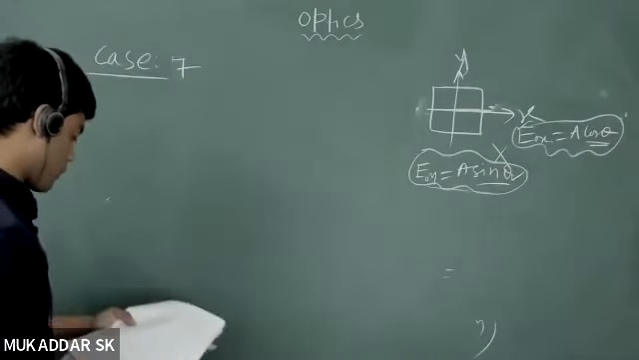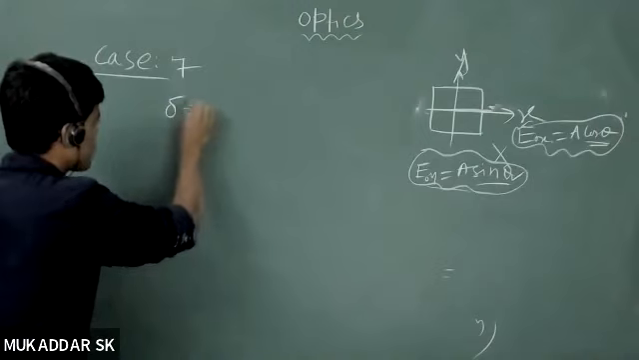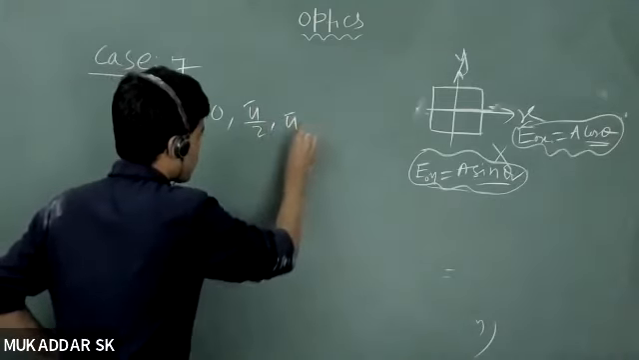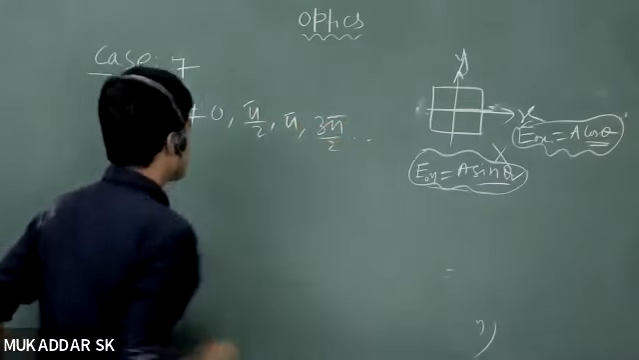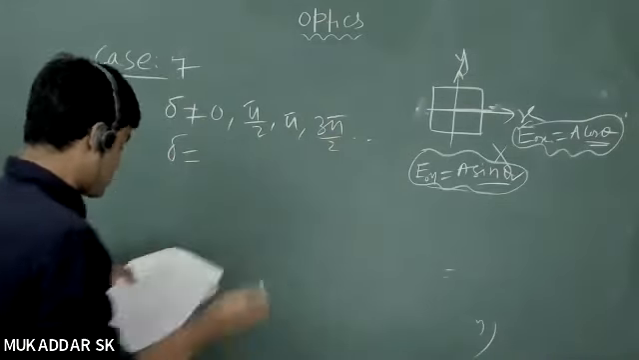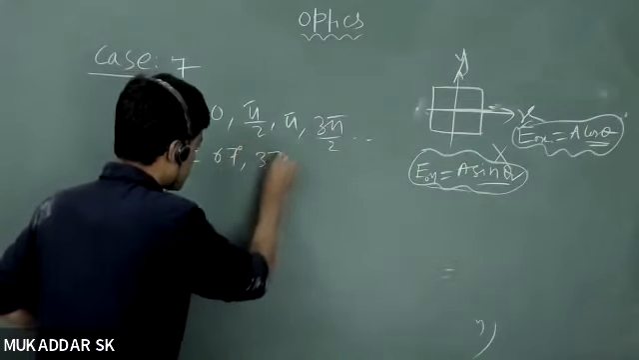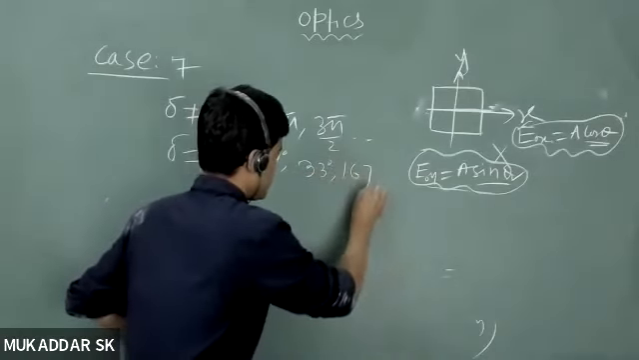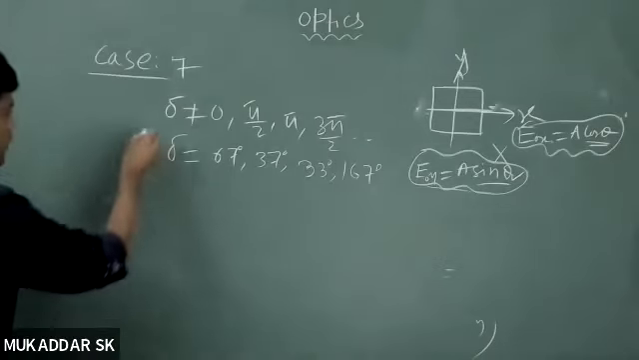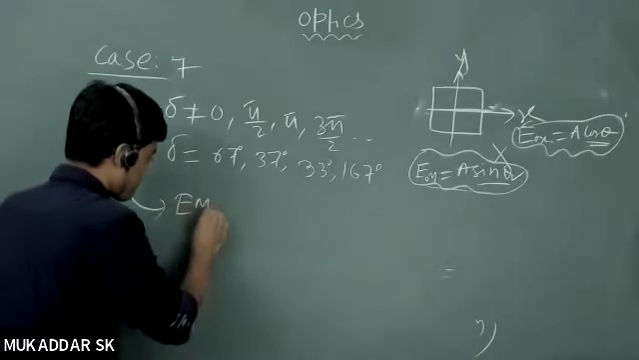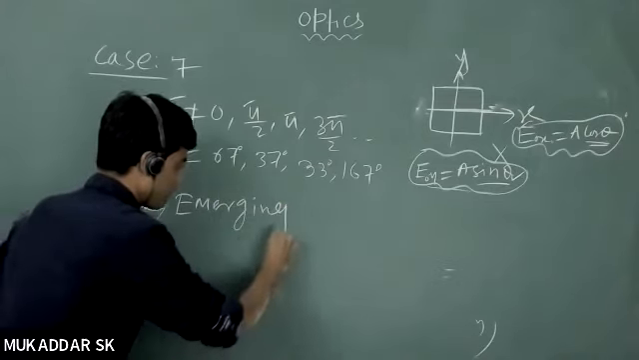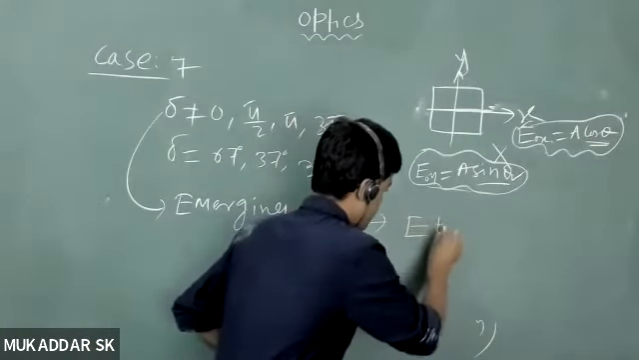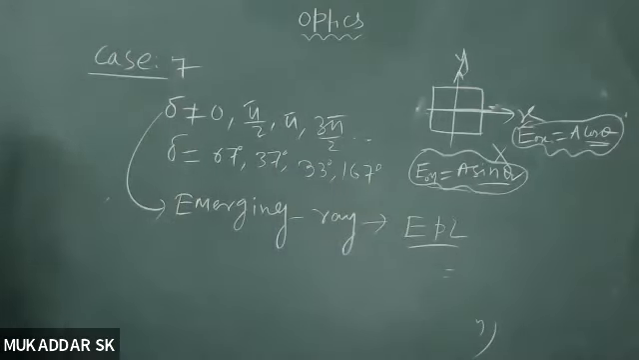Okay, so case 7, suppose delta is not equal to 0 degree or pi by 2 or pi or 3 pi by 2. But delta is given as 67 degree, 37 degree, or 33 degree, okay, on 67 degree. In this case, what do you basically get? The emerging ray is basically elliptically polarized light. That is basically elliptically polarized light.